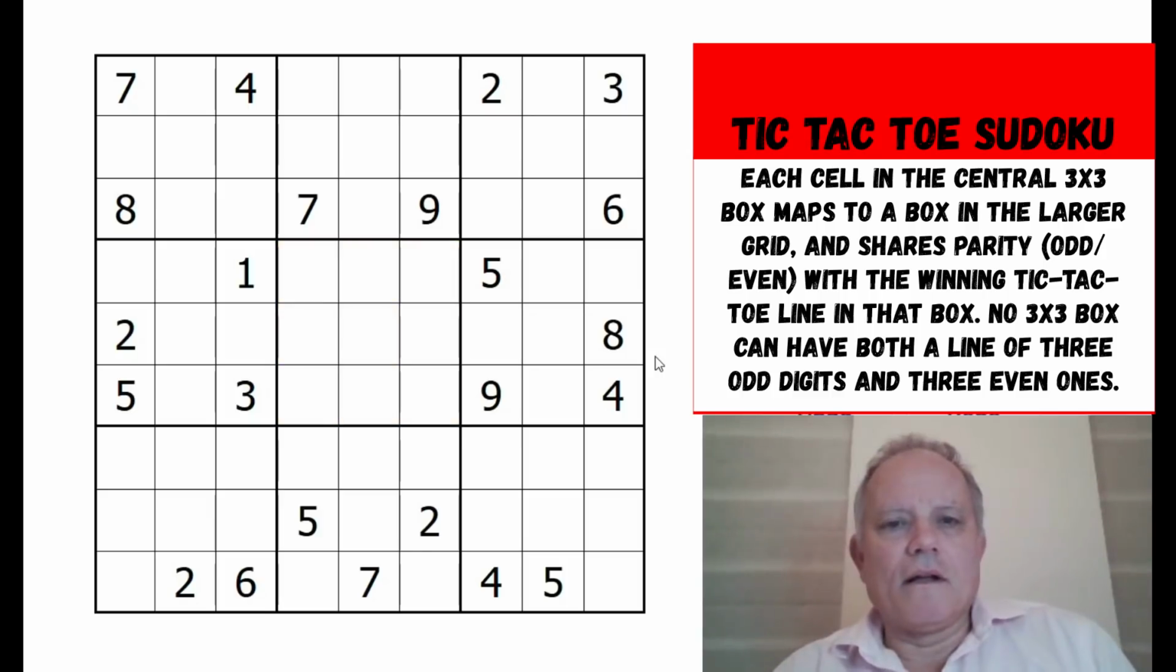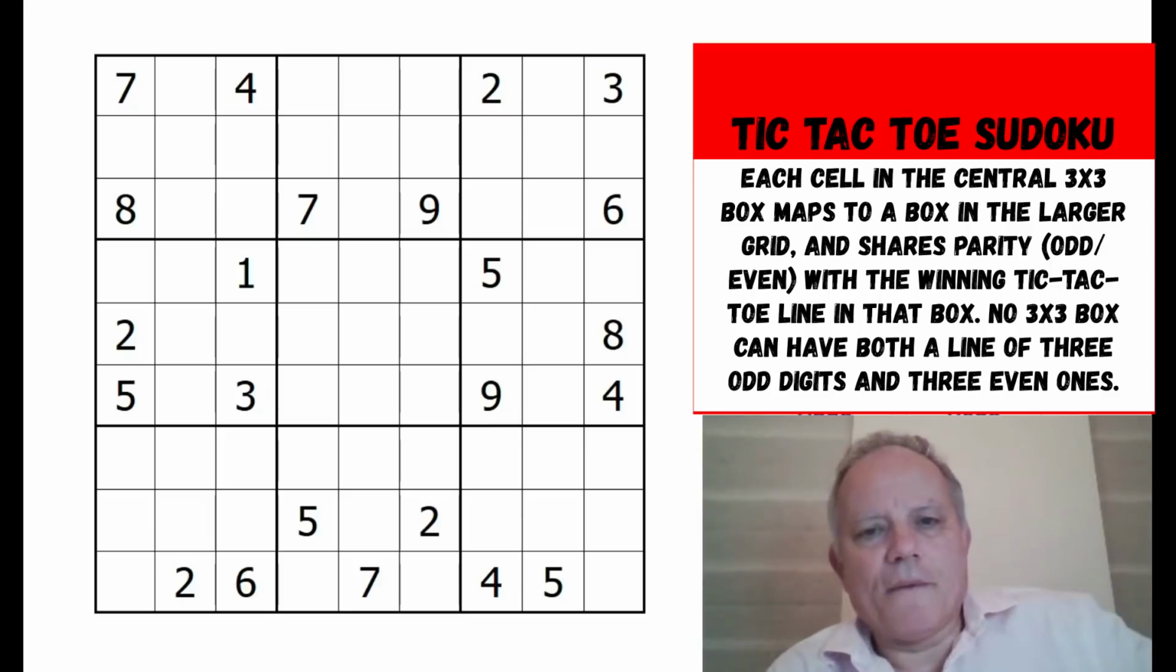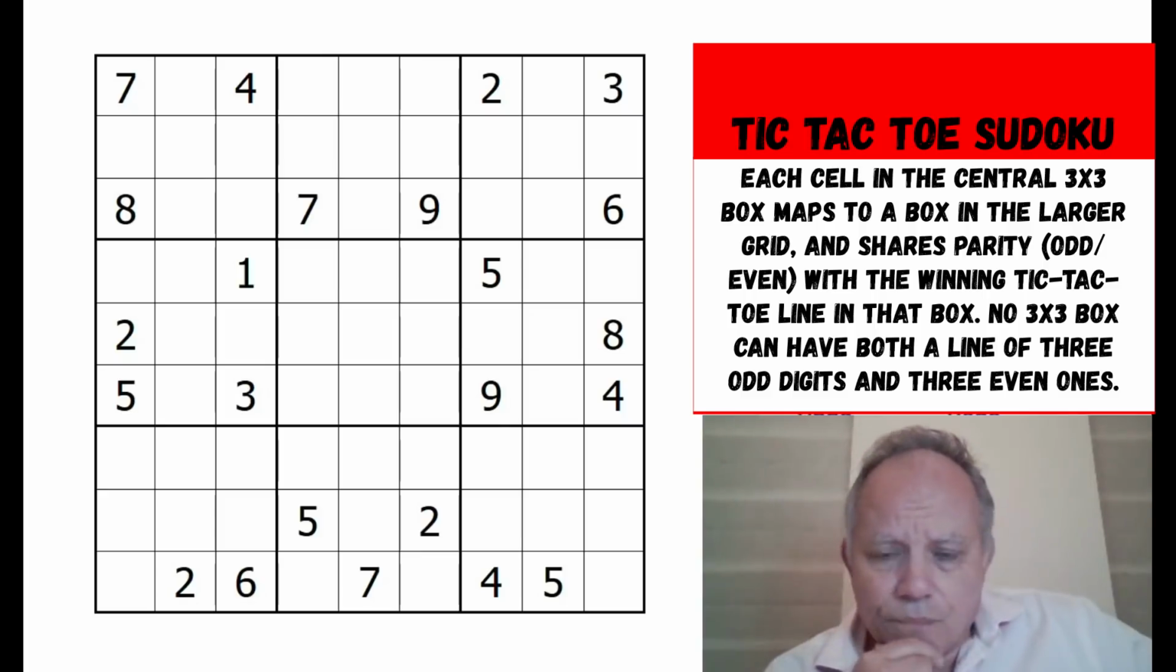So that's Tic-Tac-Toe Sudoku. And as I say, I'm looking forward to giving this a go. Do try it on the software before watching my solve if you want. It's on the link below the video.